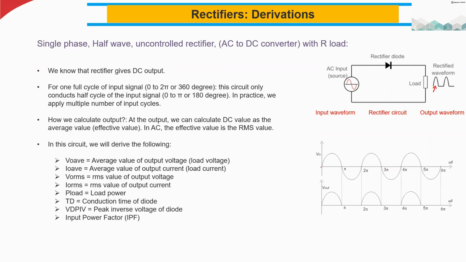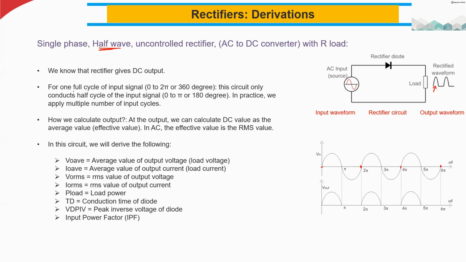So this is one complete cycle, 0 to 2 pi, or 0 to 360 degrees. The second full cycle is 2 pi to 4 pi, and the third full cycle is 4 pi to 6 pi, and so on. For this 0 to 2 pi, the diode conducts only from 0 to pi because this is a half wave rectifier. And then 2 pi to 3 pi, 4 pi to 5 pi, it is not conducting or using the second half of the input.